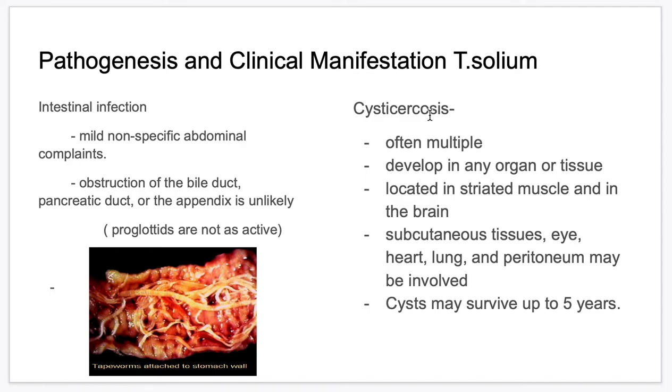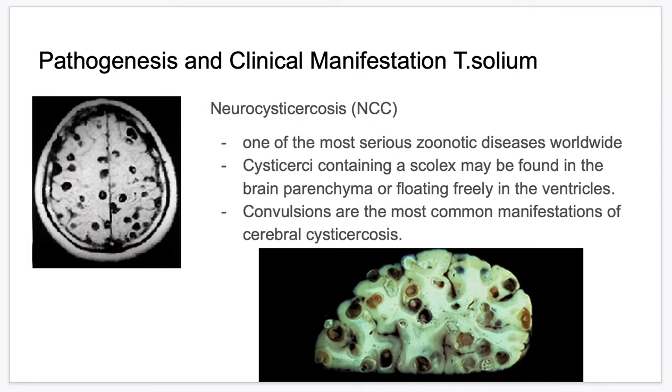So, this is our cysticercosis. Often, they are multiple and they develop in any organ or tissue. They are located in your striated muscle and in the brain. The subcutaneous tissues, eye, heart, lung, and peritoneum may be involved. And the cyst may survive up to 5 years.